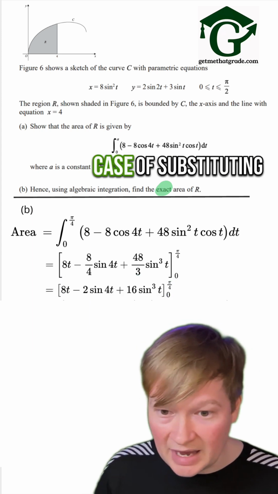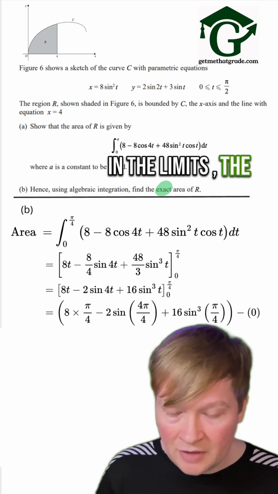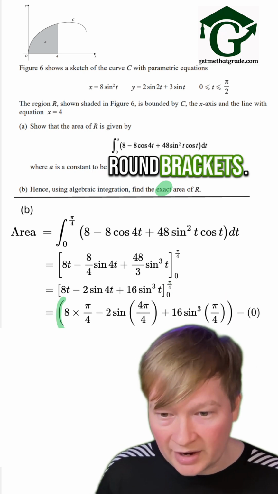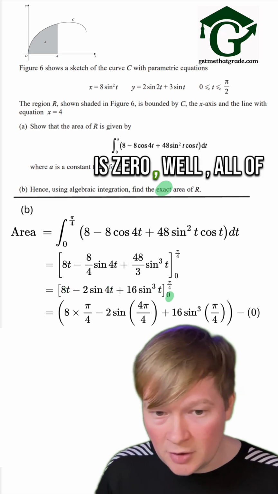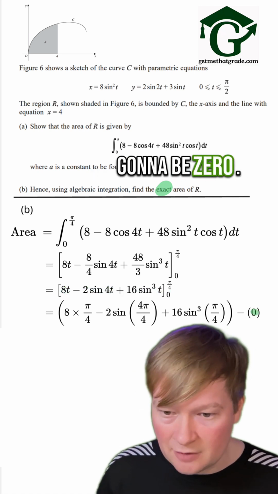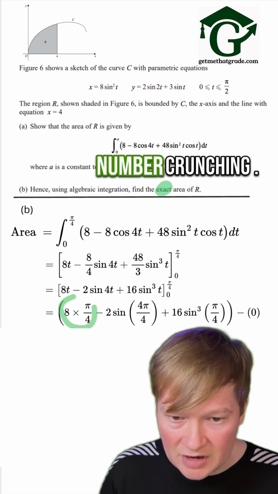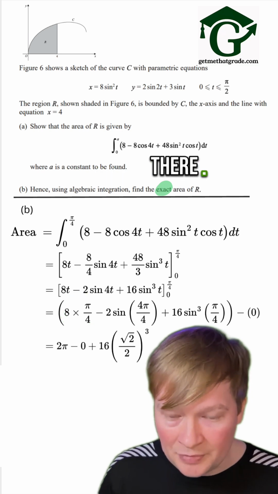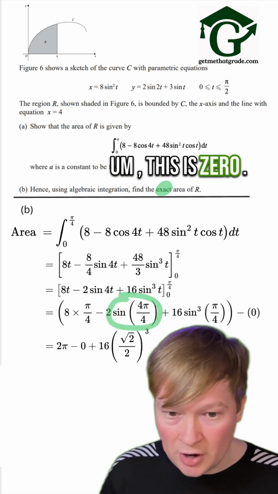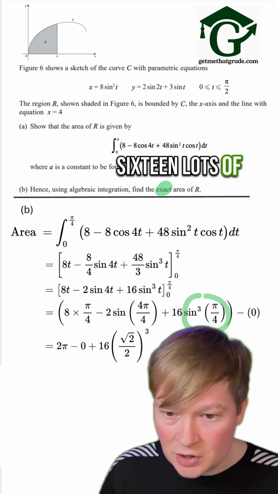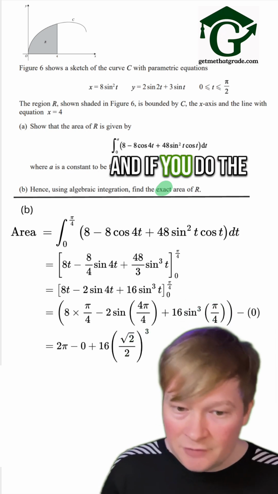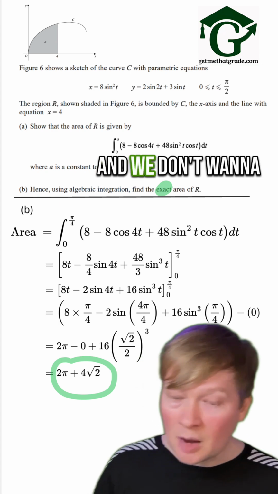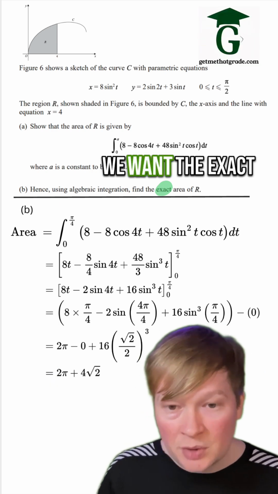Okay, so now it's just a case of substituting in the limits, the upper limit first, and put it in these round brackets. And then the lower limit, if we substitute that in, because sine of 0 is 0, well, all of 3 terms are going to be 0. Okay, and then it's just a case of doing the number crunching. That gives us 2 pi there. This is 0. And then we've got 16 lots of, well, sine of pi by 4 is root 2 over 2. And then we're cubing that. And if you do the number crunching, you end up with this. And we don't want to give it as a decimal, remember, because we want the exact area.